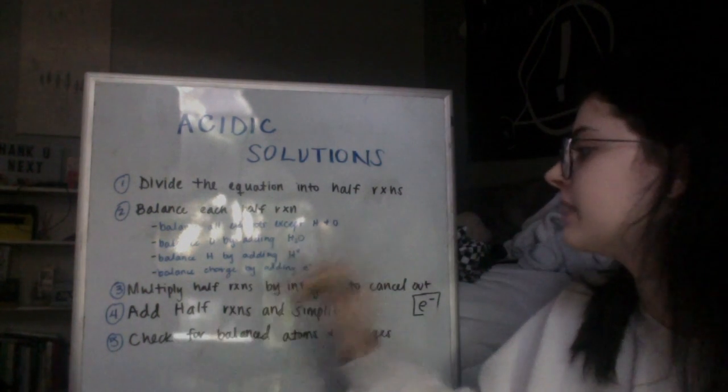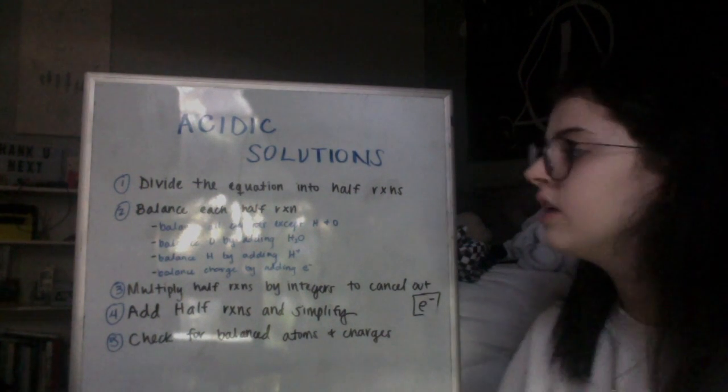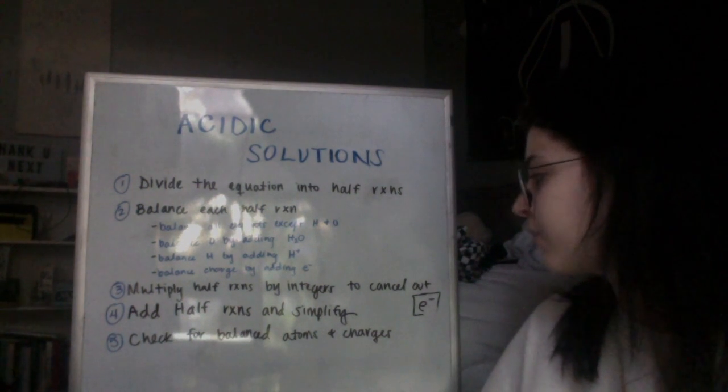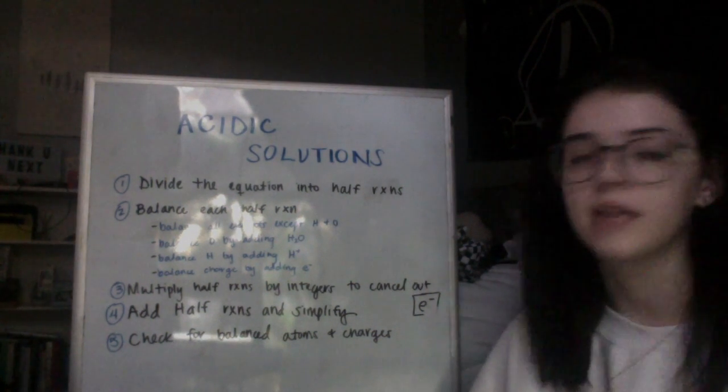The third step is to multiply half reactions by integers to cancel out the electrons. And then the fourth step is to add half reactions and to simplify. The fifth step is to check for balanced atoms and charges.